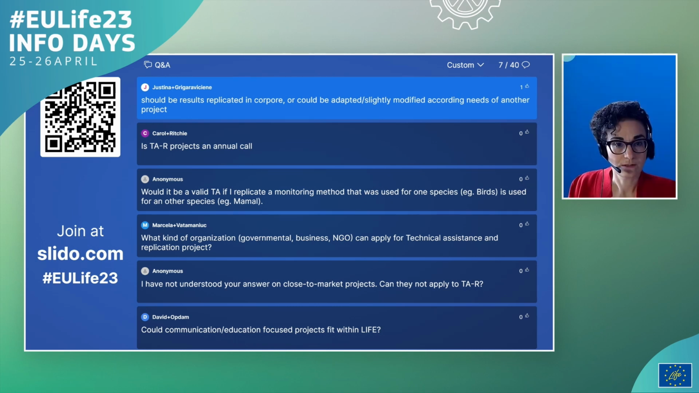Yes, indeed. And what is crucial is that it should never be just a phase 2 of an old project in the same way, in the same place. We really have to go beyond that. So, exactly. Are TAR projects an annual call? Do you have the crystal ball, Anna?